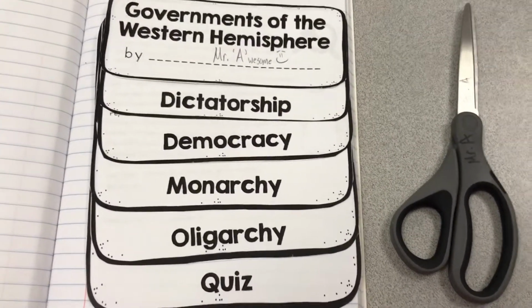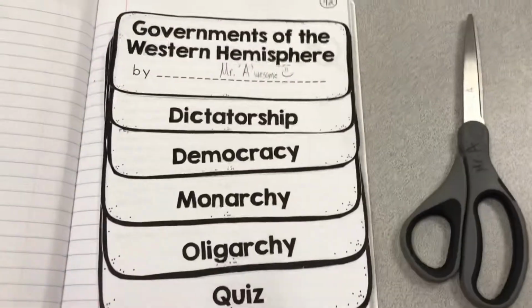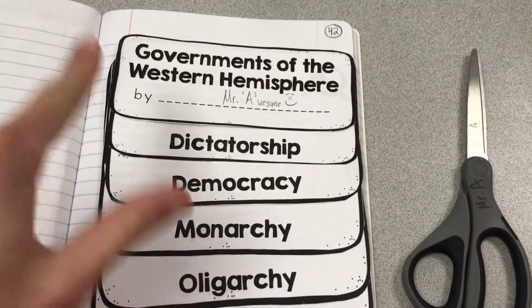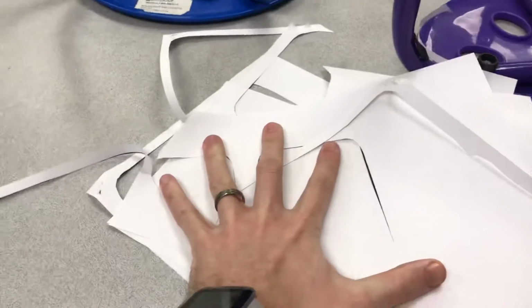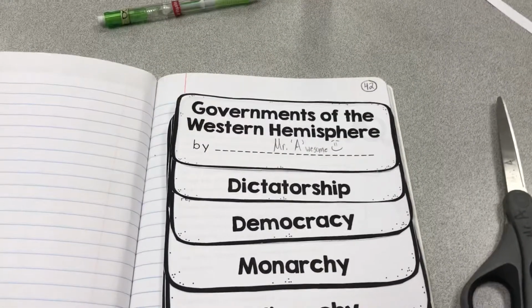Sweet! So if you cut them all out and did not lose any of them, if you put the quiz one on the bottom and stack them up from biggest to smallest, you should have a nice looking flip book just like this, and you should have a ton of scraps that looks like this. Please make sure that you recycle all of these scraps and put those in the recycling bin, and then we're going to get started.